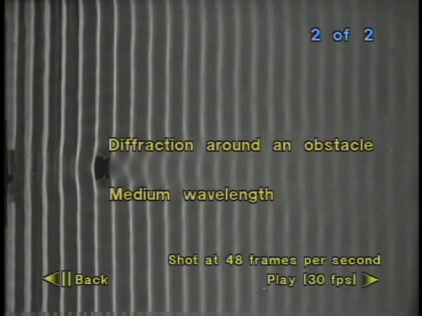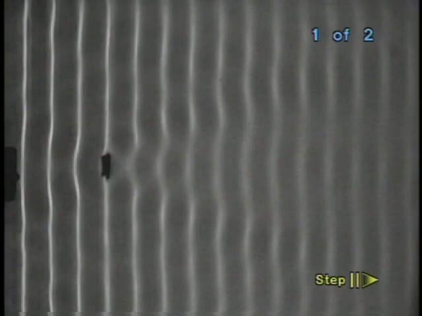The shortest waves diffract least around an obstacle. The longer waves diffract more around an obstacle. The longest waves diffract most around an obstacle.